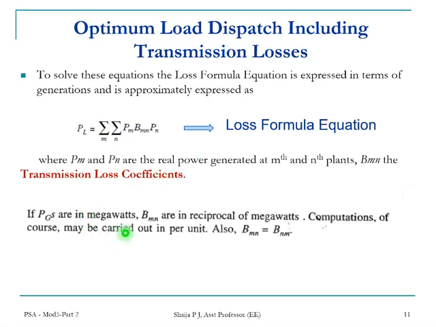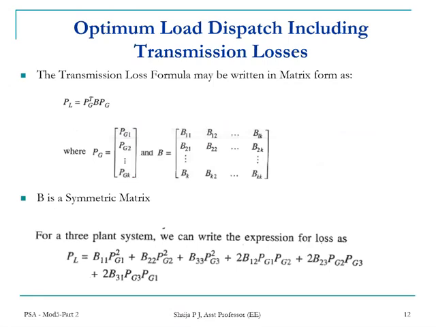If PGs are in megawatts and Bmn are in reciprocal megawatts, computations may also be carried out in per unit. So Bmn is equal to Bnm. The transmission loss formula can be written in matrix form as PL is equal to PG transpose into B into PG, where PG is PG1, PG2, etc., PGN, and B is the matrix B11, B12, etc., B1K, B21, B22, etc., B2K, up to BK1, BK2, etc., BKK. So this is a symmetric matrix.